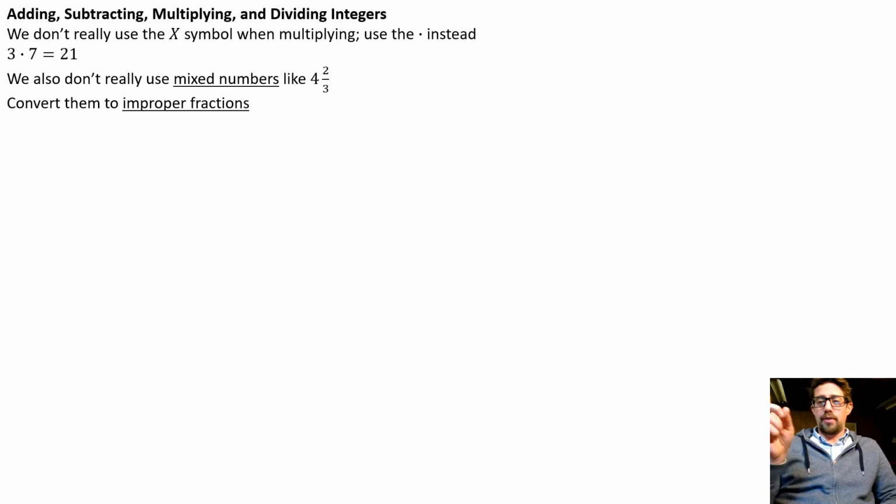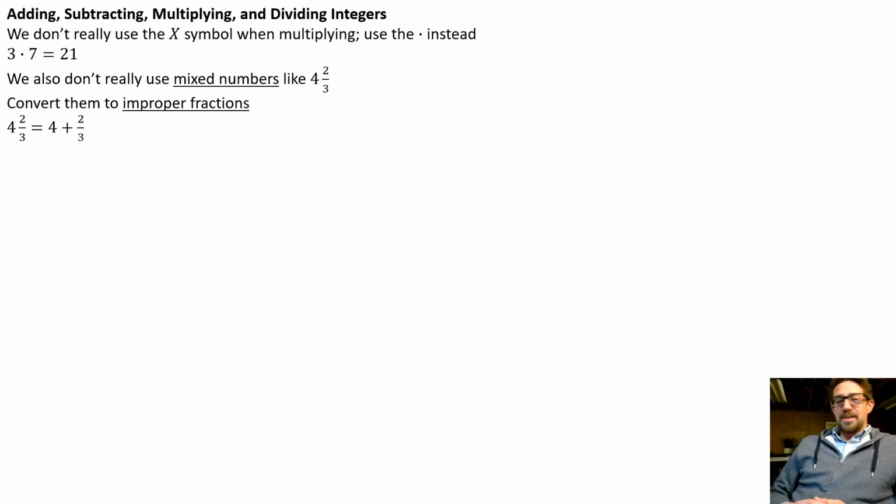So use that fact to convert it to what's called an improper fraction. And remember, an improper fraction is one where the numerator is bigger than the denominator. So that's kind of a misleading vocabulary word because I'm telling you that that's actually proper. Okay, so improper fractions are proper. Mixed numbers are now improper, technically. Okay, so you've probably seen this before, but here's how you do it.